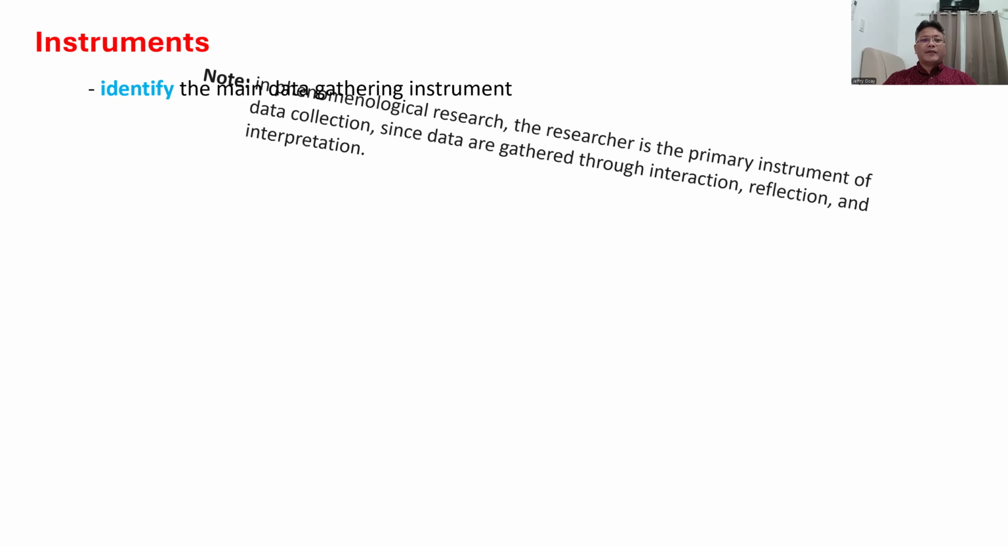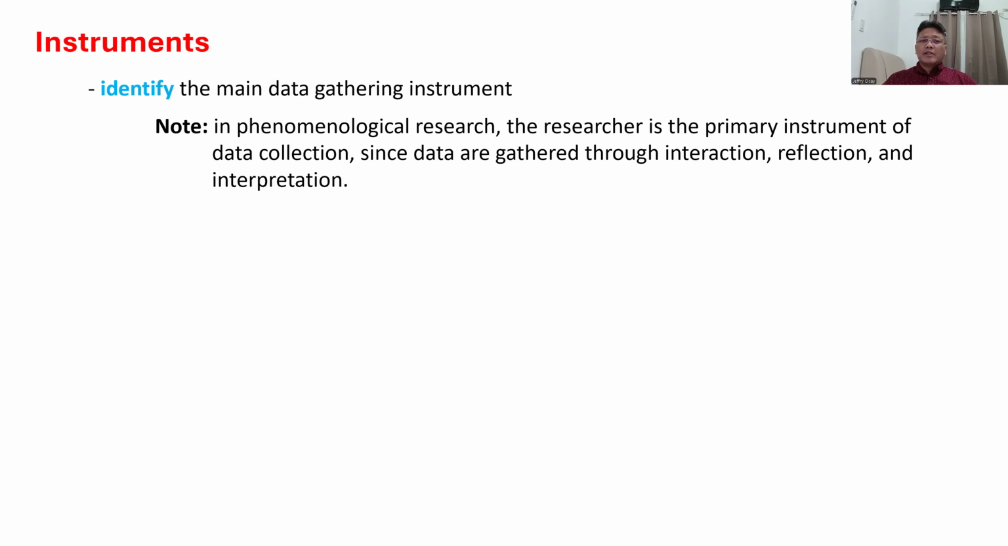Now let me proceed to instrument and how we write this part as well. So here, first we need to identify the main data gathering instrument, and then we have to take note that in phenomenological research design, the researcher is the primary instrument of data collection, and not just in phenomenological research design, in qualitative research as a whole.